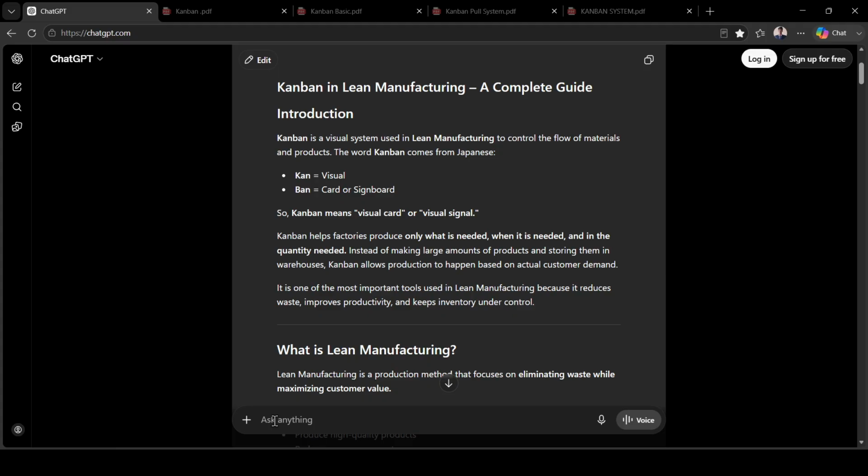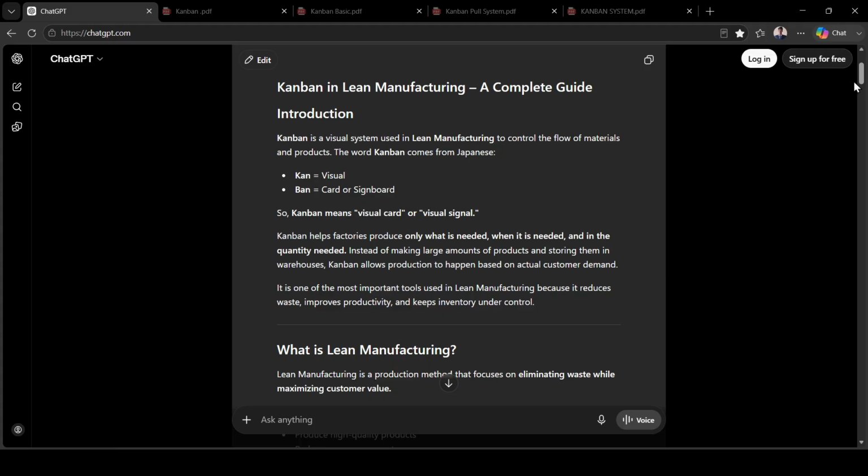So Kanban helps a factory produce only what is needed, when it is needed, and in the quantity needed. Instead of making a large amount of products and storing them in a warehouse, Kanban allows production to happen based on actual customer demand. It is one of the most important tools used in lean manufacturing because it reduces waste, improves productivity, and keeps inventory under control.